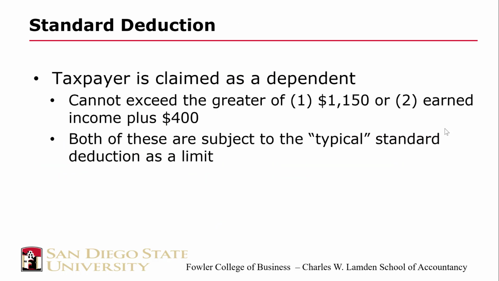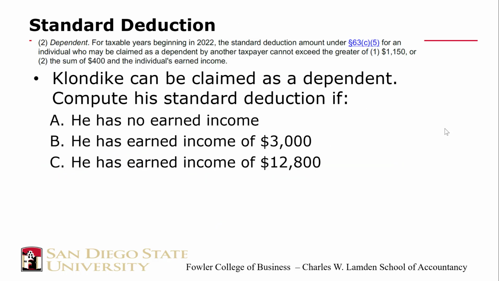So what happens in C is he's limited to $12,950, right? Because his earned income plus 400 exceeds that amount. So basically, the most he could take would be the 12,950. Now, can that change? Yeah.